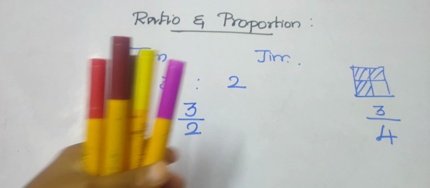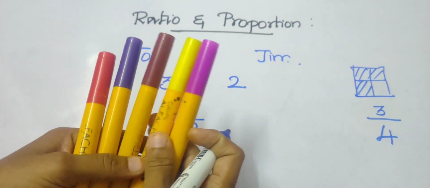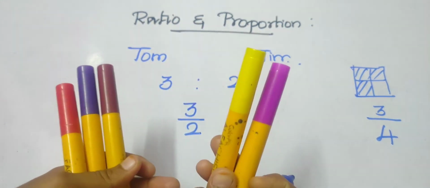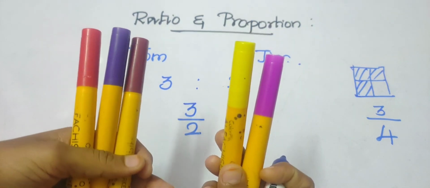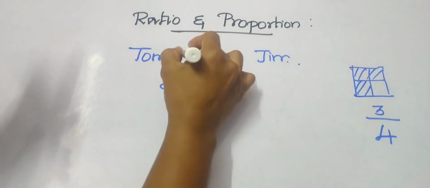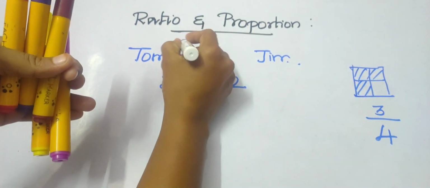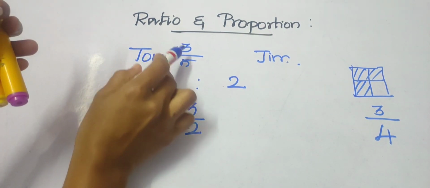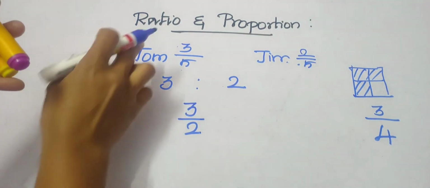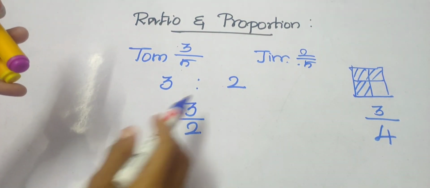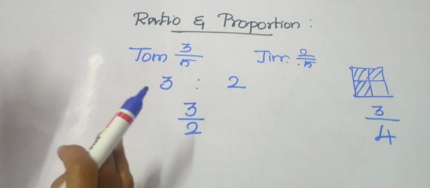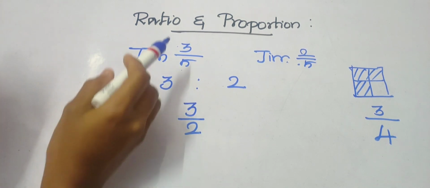But here we are having 5 markers and we are sharing 3 to Tom and 2 to Jim. So how will you write this as a fraction? Out of 5, we had given 3 to Tom, so we can write it as 3 upon 5 as a fraction, and here 2 upon 5 as a fraction. Now, are these two the same? No, right? So ratio is not a fraction, but it just looks like a fraction.